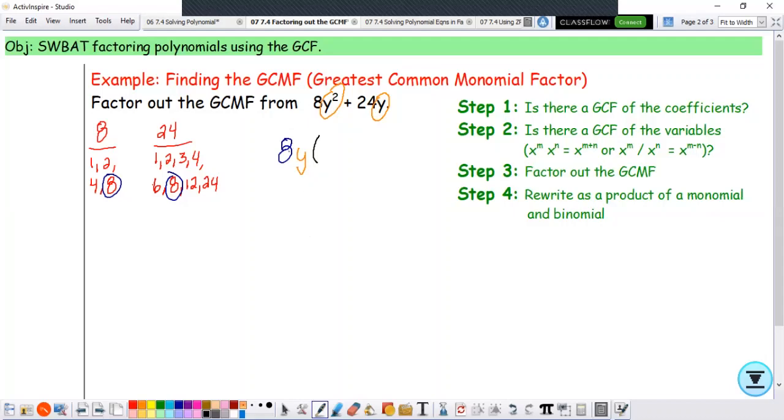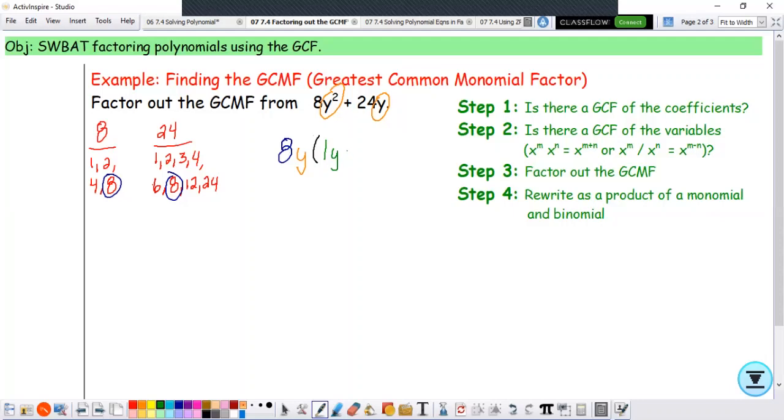I'm going to ask myself, what do I take times 8y to give me 8y squared? Well, 8 divided by 8 is 1. And y times y would give me y squared. Now, you don't have to write the 1. You could just write y. But I'm going to write the 1 so that we understand that 8 times 1 gives me the 8.